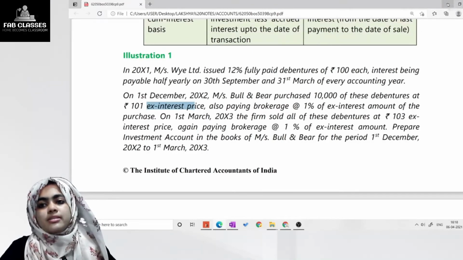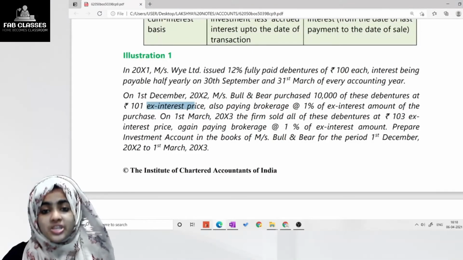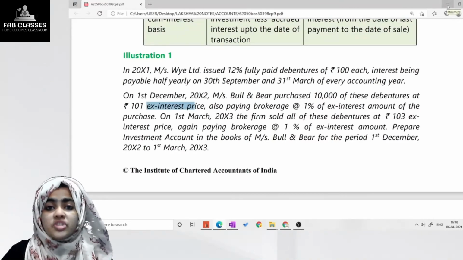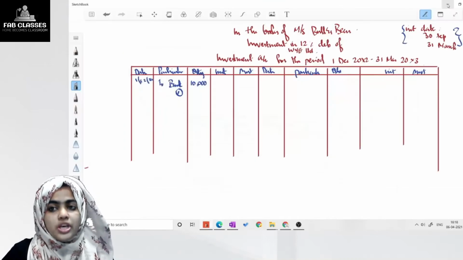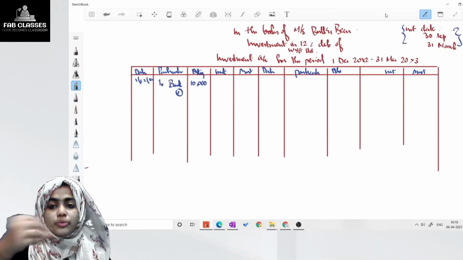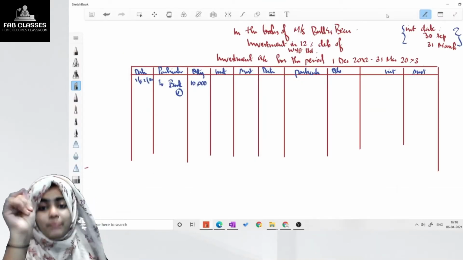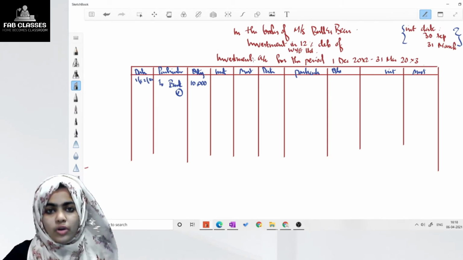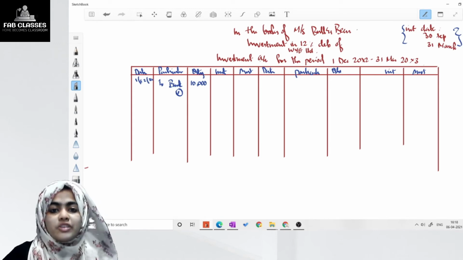So okay, let's start. Here it is purchasing of the debentures. Debentures are investment for us. It is an asset, so the debenture increases and our money goes out. So the entry for the purchase of debentures will be 12% debentures account debit to bank. That means investment account debit to bank.